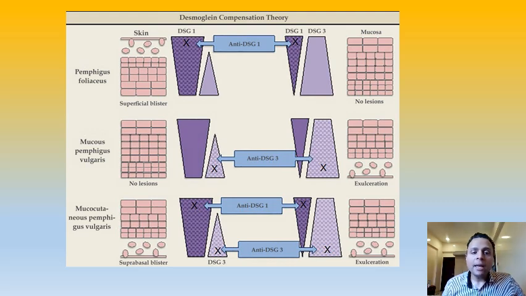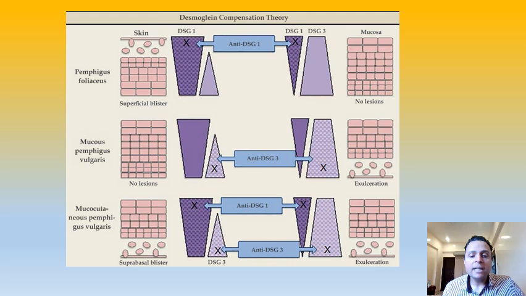So the upper layers are not that compensated. That's why the blister is in the upper layer. In the lower layer, desmoglein 3 will take care. So that's why the blistering in pemphigus foliaceus is in the upper layer. Okay, understood?